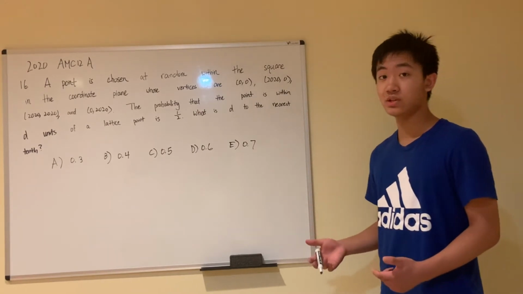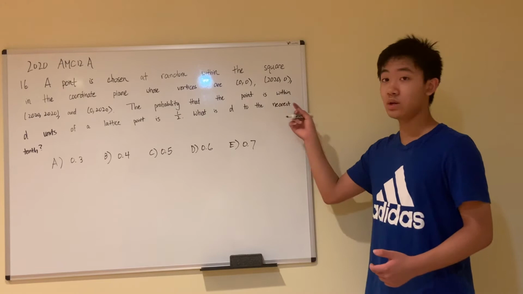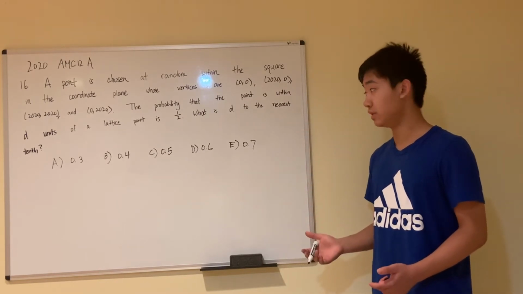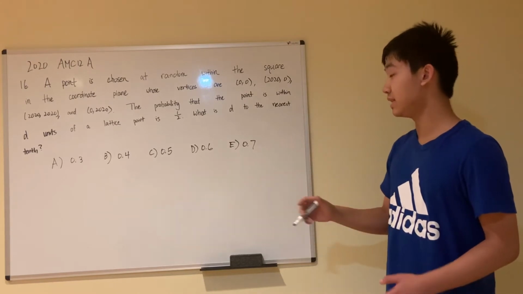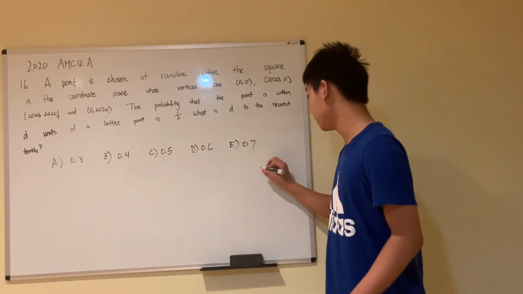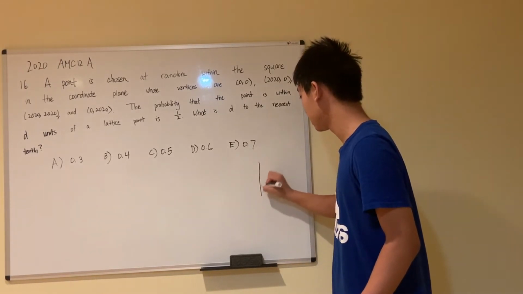So the key realization in this problem is that the 2020 by 2020 square is completely irrelevant to the problem, and that the probability for the big square is going to be exactly the same as the probability for a 1 by 1 square.